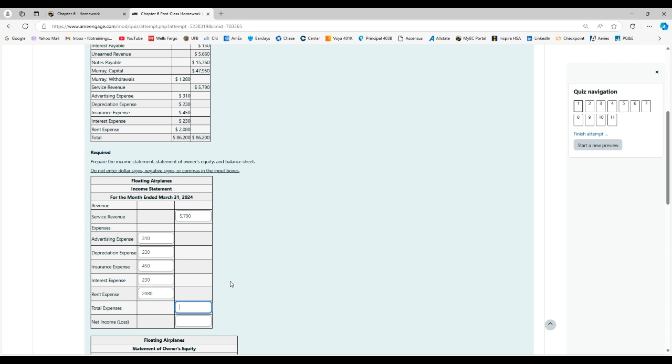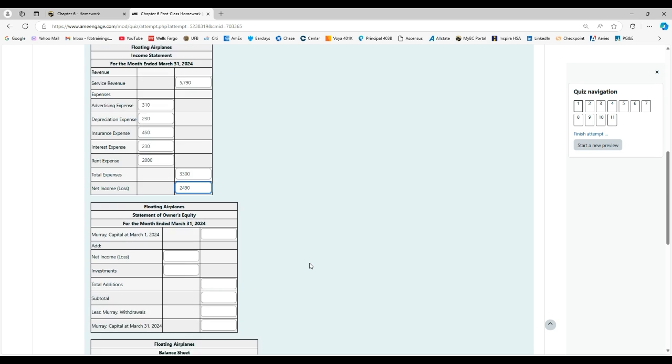2080. And then I guess we do have to do a little math here. Let's add up all of our expenses. And I get, per my calculations, 3,300. And then to get our net income, we're going to take our revenue minus our expenses. So 5,790 minus 3,300, and I show 2,490 as the total of net income.